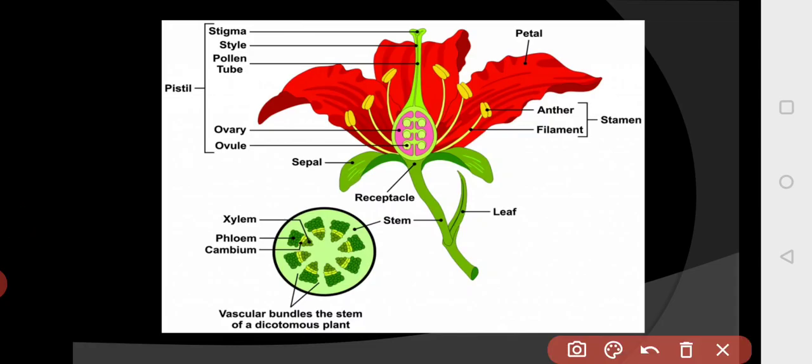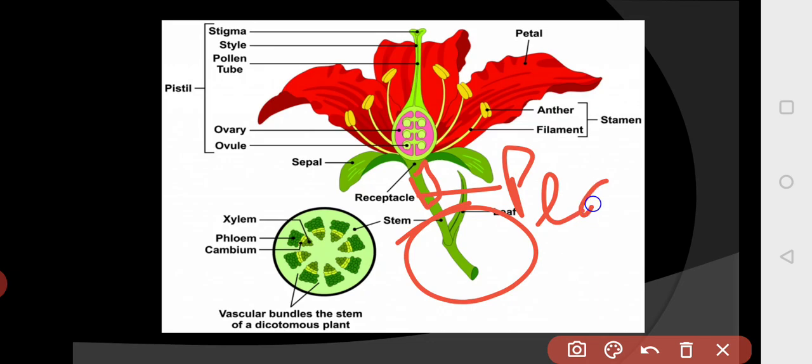So the male part, the stamen, contains two parts: the anther, the upper part, and the filament. The pistil has three main parts: stigma, style and ovary. The ovary contains ovules. Hope it is clear. And this is the part of the flower by which it is attached to the stem, and this part is called the pedicel of the flower.